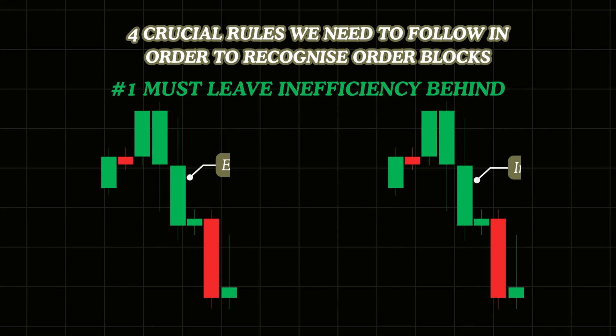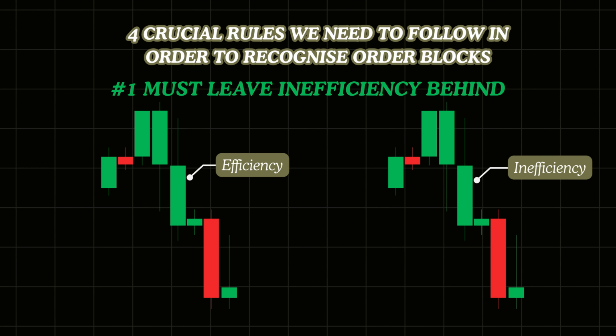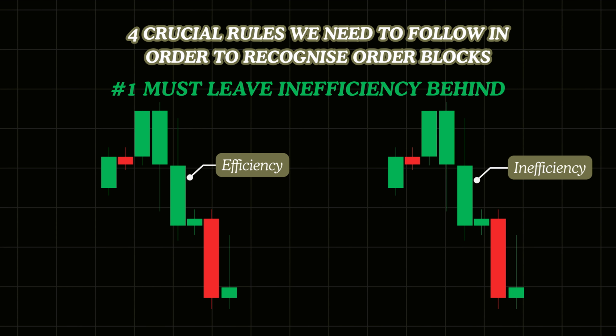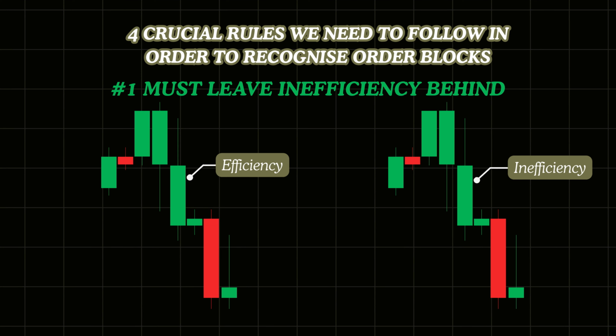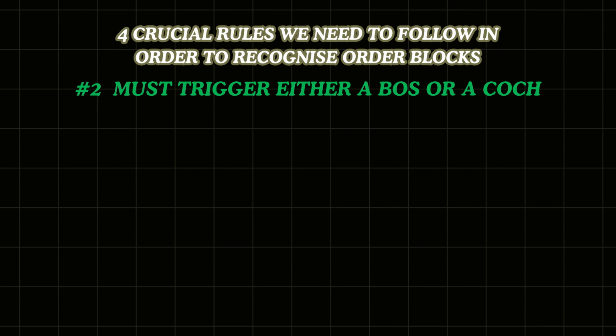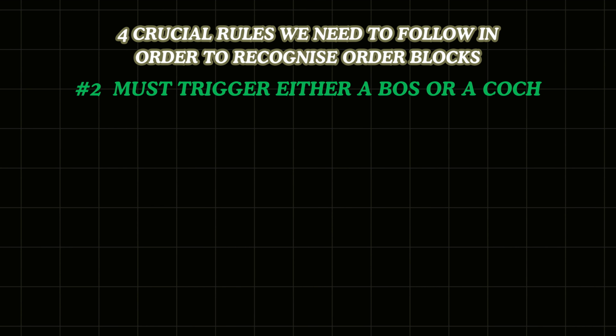To illustrate, let's look at 2 situations. If a 3-candle sequence shows no gaps, it is classified as efficiency. In contrast, if a gap exists within the candles, it represents inefficiency. Rule number 2 highlights that a high-quality order block must trigger either a break of structure or a change of character in the market.